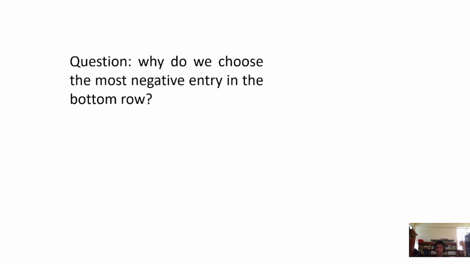So I have a question here. Why do we choose the most negative entry in the bottom row? This is my answer: the most negative entry in the bottom row represents the largest coefficient in the objective function, the coefficient whose entry will increase the value of the objective function the most. The simplex method begins at the corner points where the main variables, the variables that have symbols such as x, y, and s, t, etc.